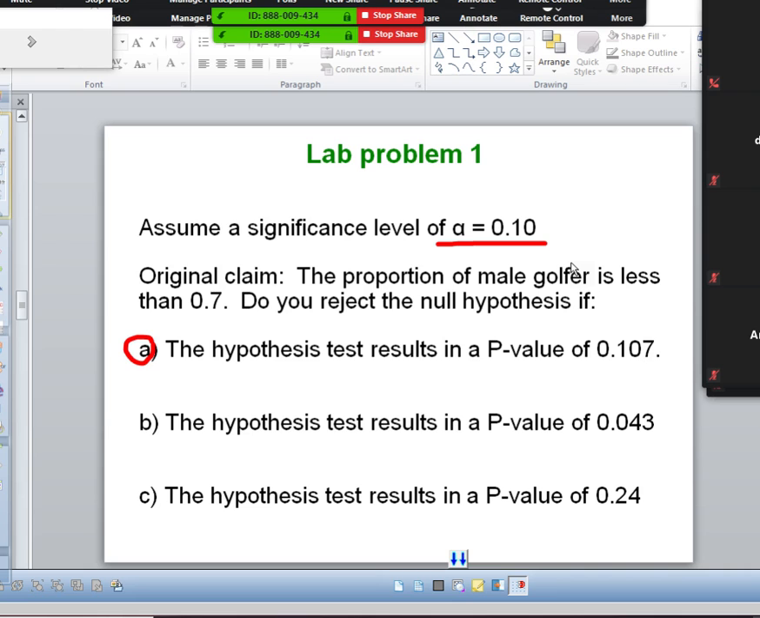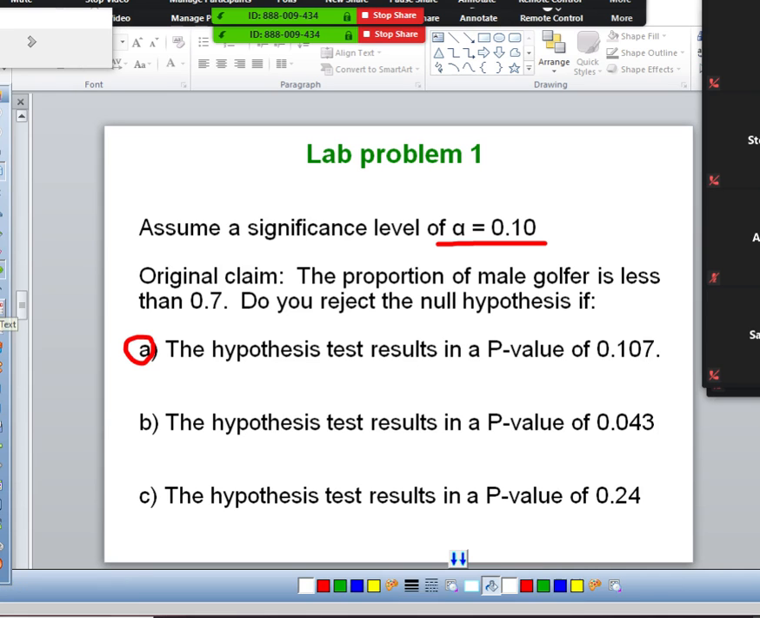Here my alpha is 10%. So unusual will be what? It will be 10% or less. 10% or less is unusual. If its probability is 10% or less, it's unusual. What's this one's probability? Yes, it's 10.7%. Do you guys understand this? So this is more than alpha. So it's not 10% or less, it's more.